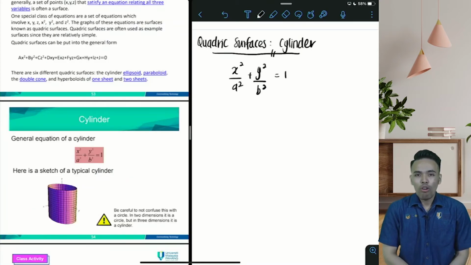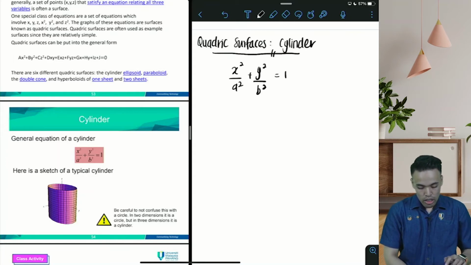In the beginning of the video, I did mention there are a few types of quadric surfaces. The one that we have discussed earlier is called a plane, and right now we would like to put our attention on how to sketch another type of quadric surface of two variables, which is the cylinder. This is the general equation that represents a cylinder.